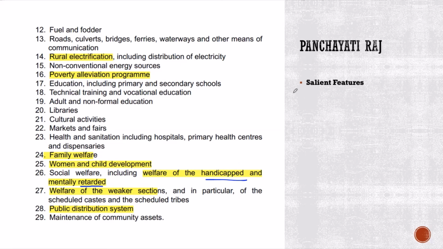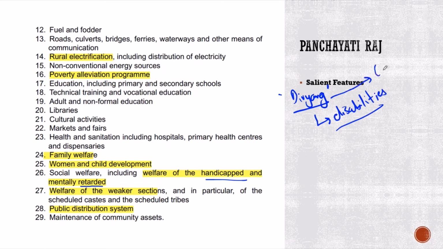For instance, they used to have something called Divyang. Are you guys aware of this? Divyang persons are people with disabilities. Again, there is some criticism about this term. It means God's children or something like this, that the disabilities are given by God, which sends the wrong message. Something along those lines. But anyway, a lot of responsibilities are given to the panchayat.